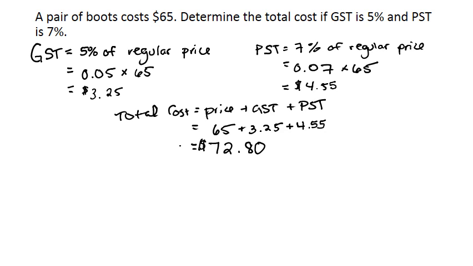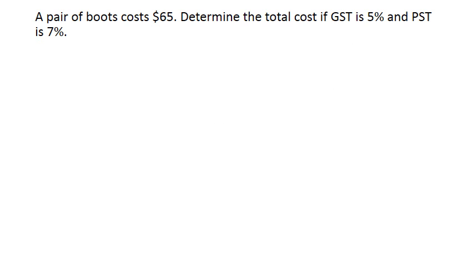Another method is to combine our taxes first. Well, if we have 5% plus 7%, that's equal to 12%. So we can do one calculation to figure out what 12% of our total cost is.